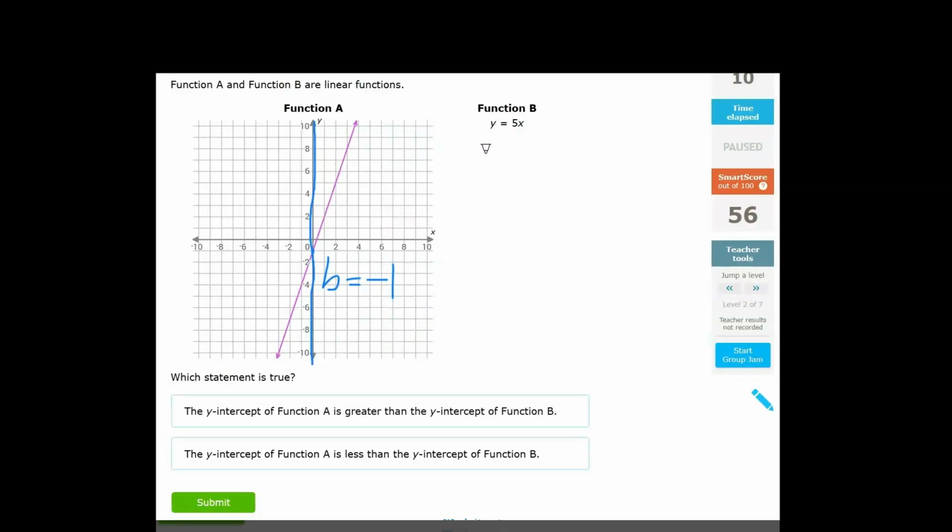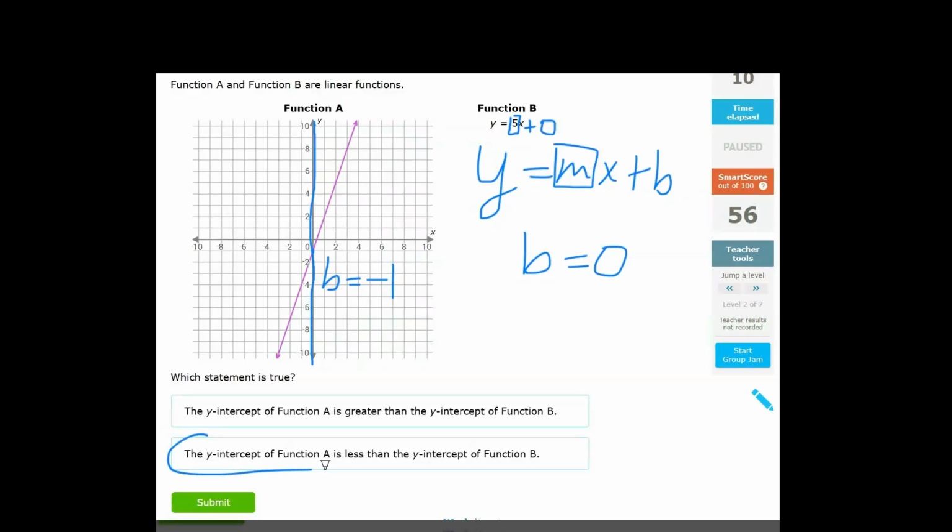Now, again, for function b, let's think about our slope-intercept form. y equals mx plus b. Again, the number in front of the x, which happens to be 5, is our slope. Okay? But we're interested in the y-intercept. There's really a hidden plus 0 here. Okay, it's kind of hard to see. So our y-intercept really here of this form is just 0. And so the y-intercept of function a, which happens to be -1, is less than the y-intercept of function b, which happens to be 0. So this is our solution.